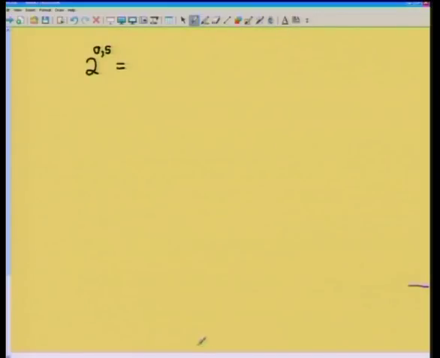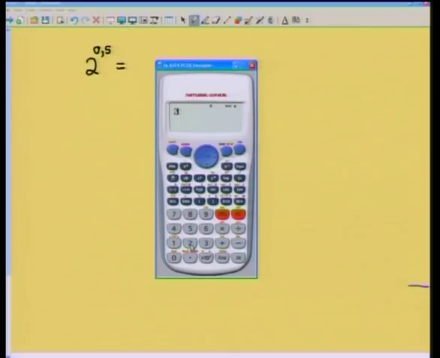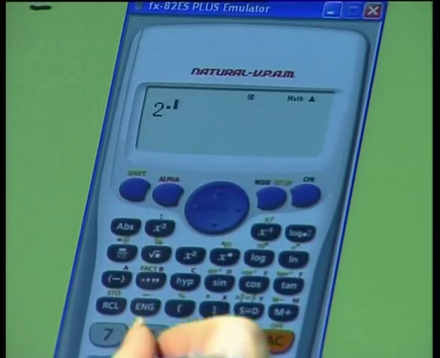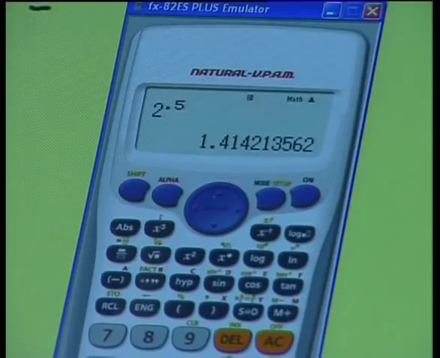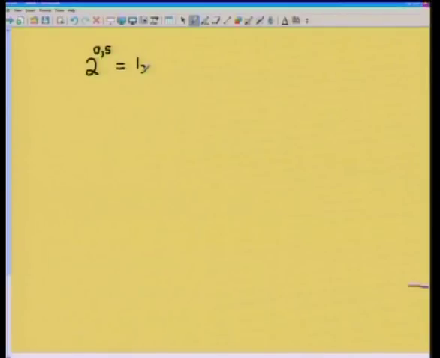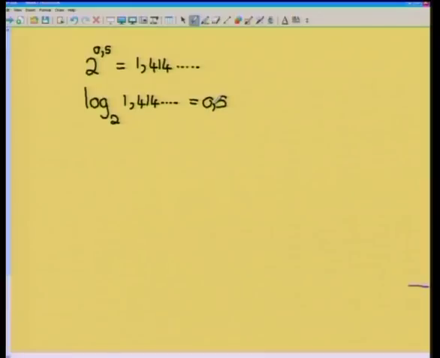And let's pull the calculator up and work that out. Okay, so that's 2 to the power 0.5. And we're going to get 1.414, etc. Now, if it's true, I can go log to the base 2 of this 1.414, etc., and get the answer 0.5. Let's see if that's true.